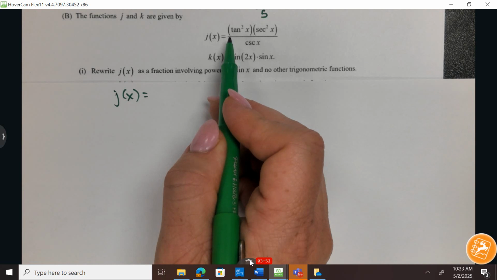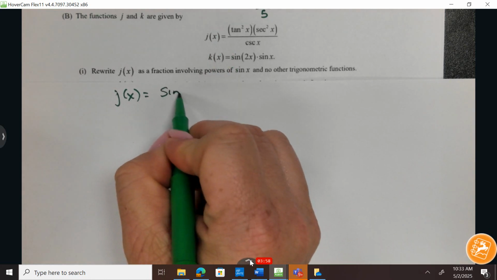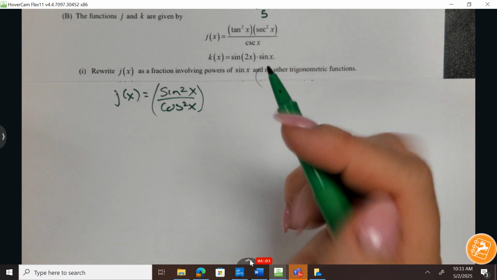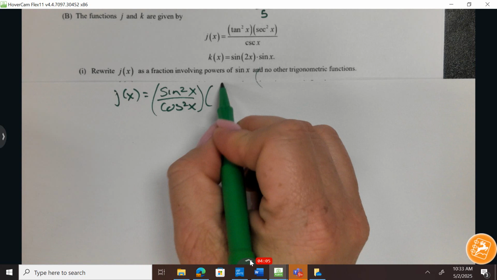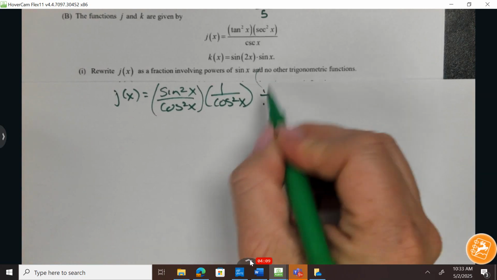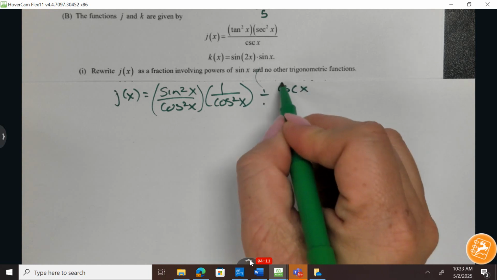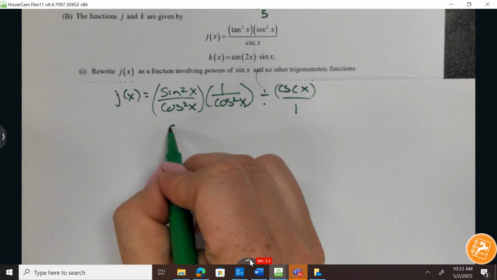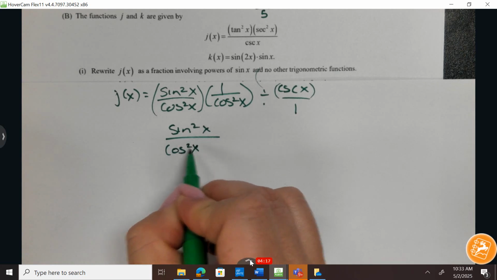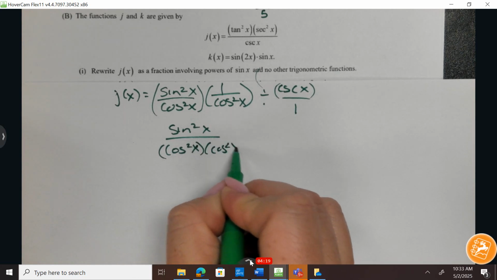Let's see, which would be secant squared plus 1. Just deciding what I want to do here. I think it's going to be to my advantage to write sine squared over cosine squared. I can always go back and change this. Now, I also know that secant is the same as 1 over cosine, and I want to divide this all by the secant of x. So I have sine squared over cosine squared and cosine squared again.